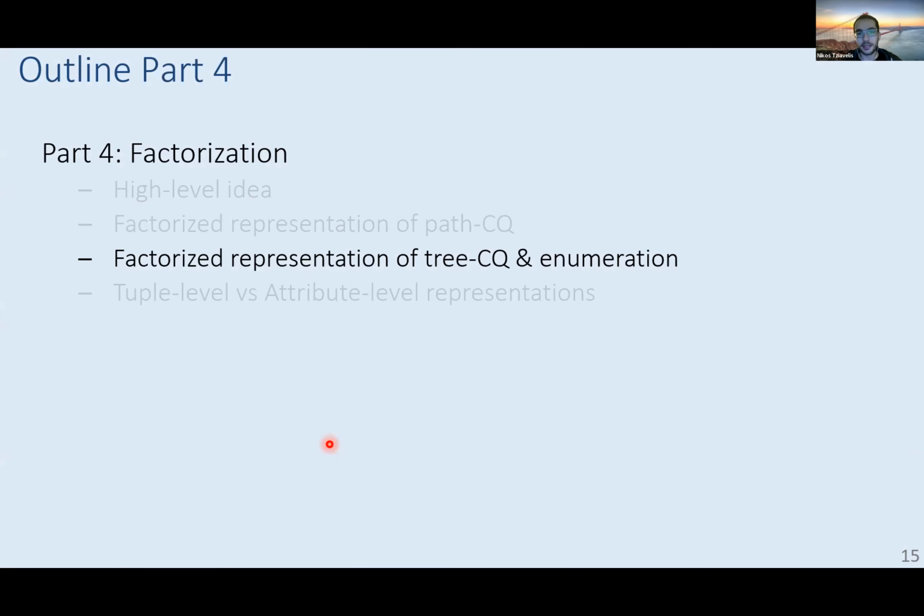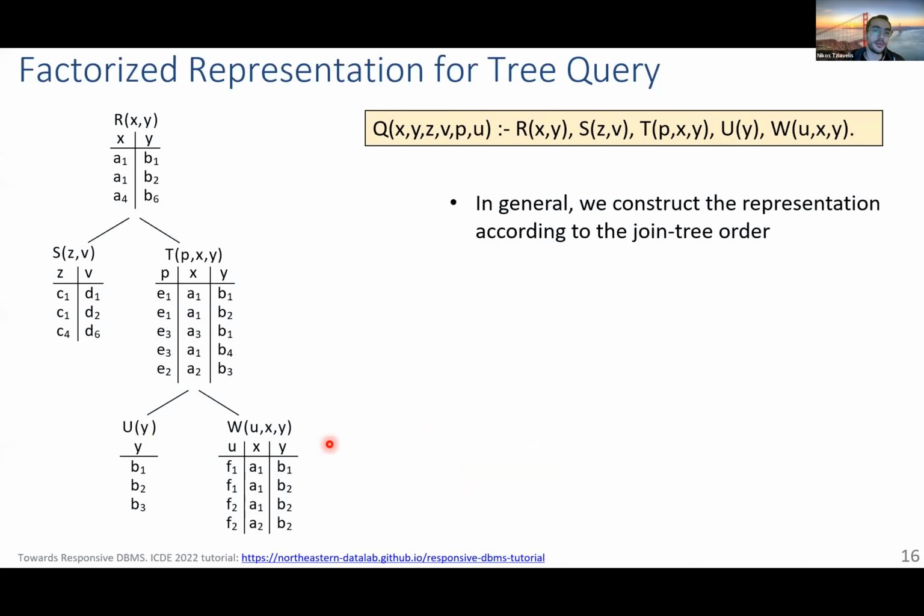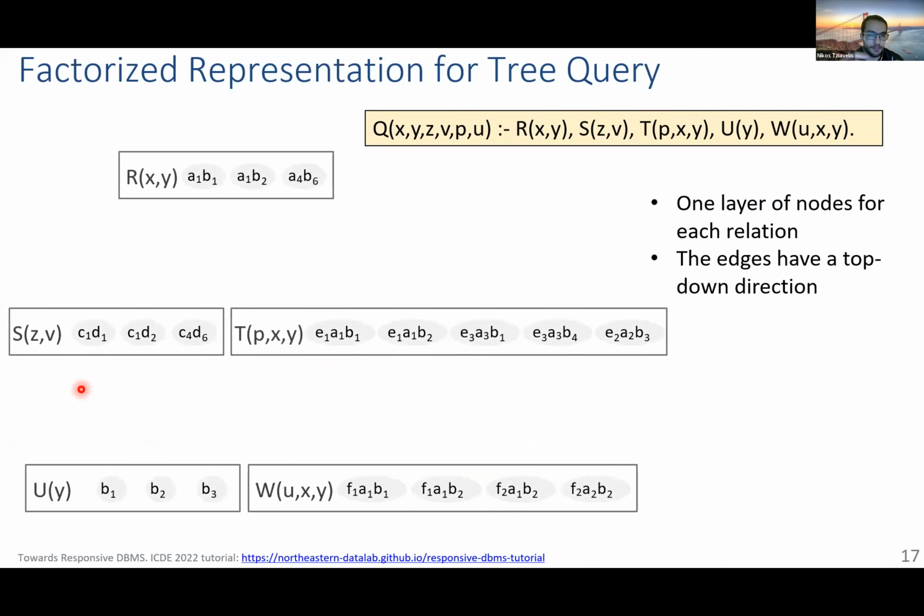Now, let's try to do the same thing for a query that has a tree structure. So that's the same example that Wolfgang was showing before with the Yannakakis example. And in order to build the representation, we have to follow the order of the join tree. So you can see the join tree here. U and W are the leaves here. And for each relation, we do the same thing as before. We create a layer of nodes where every node is a tuple of the relation.